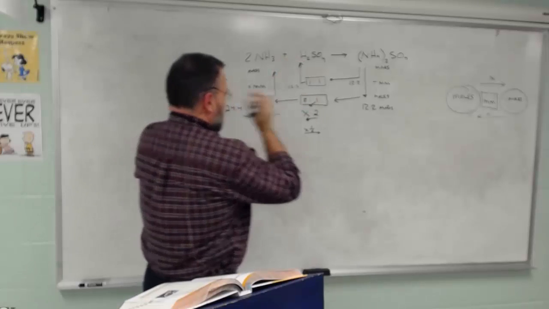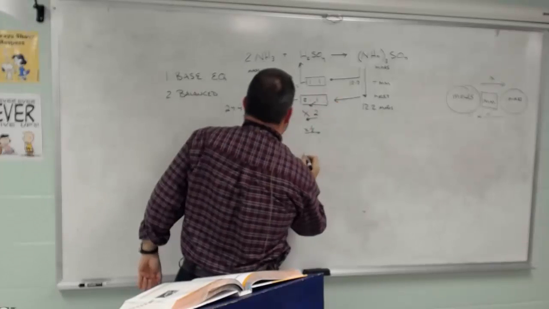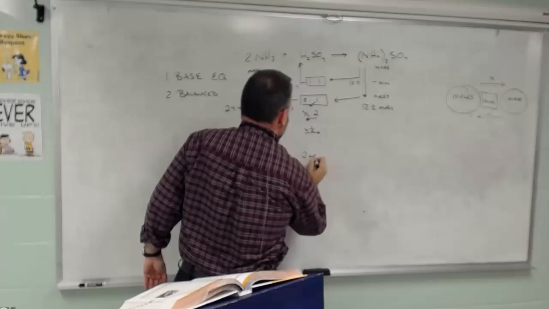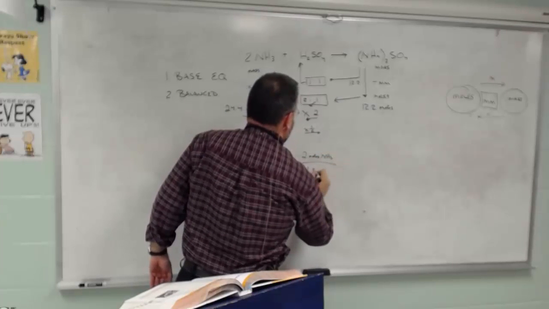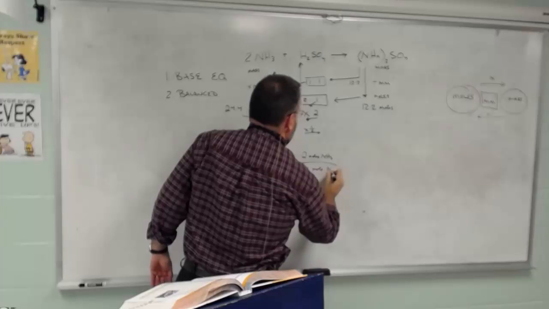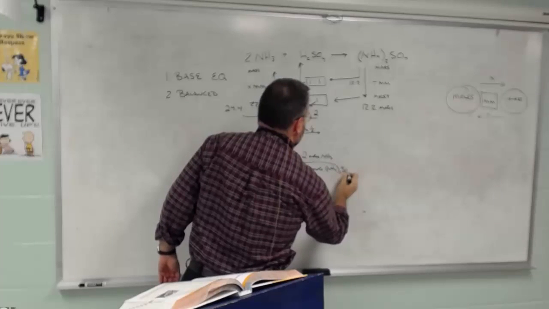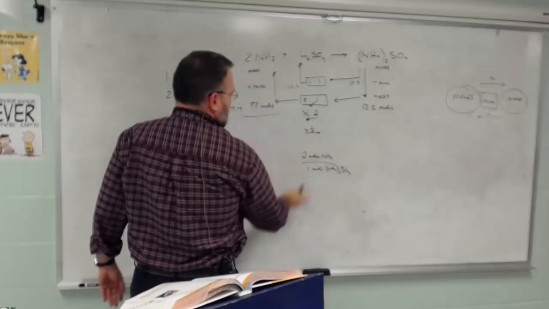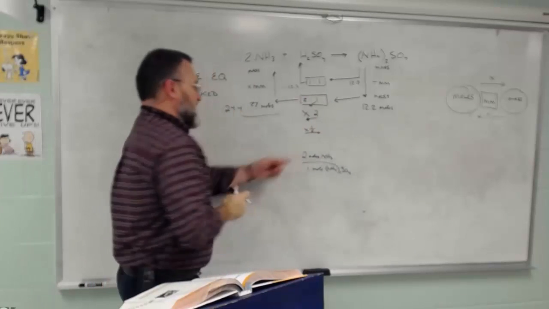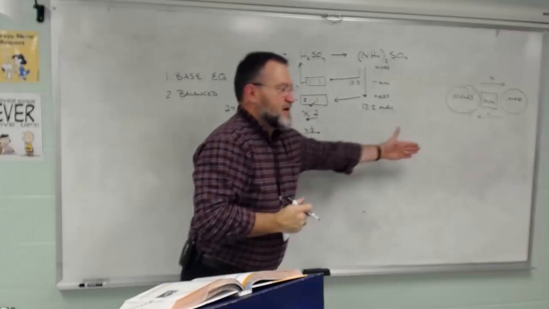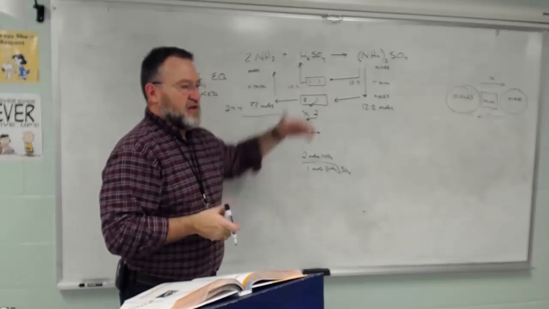What this is doing right here, just so I'm sure you have it, what this represents is 2 moles of NH3 per 1 mole of (NH4)2SO4. It's 2 moles of ammonia per 1 mole of ammonium sulfate. That's here. That is the statement of equality that we wrote out longhand before. It's the same process, just shown to you graphically.